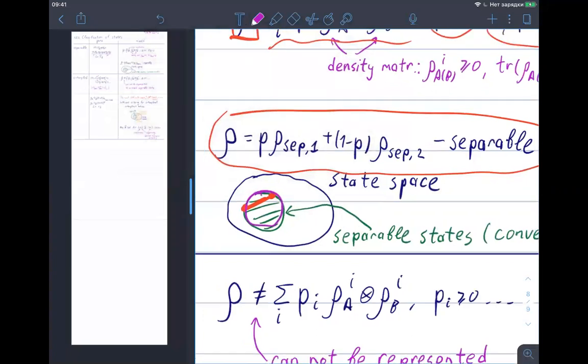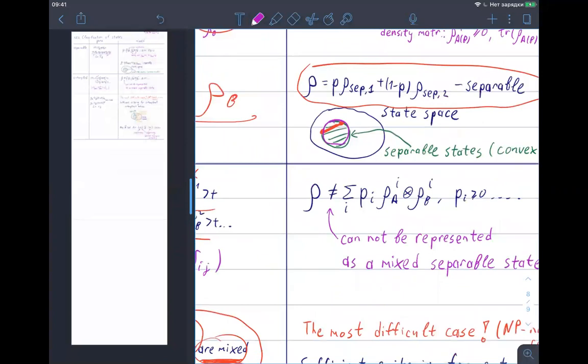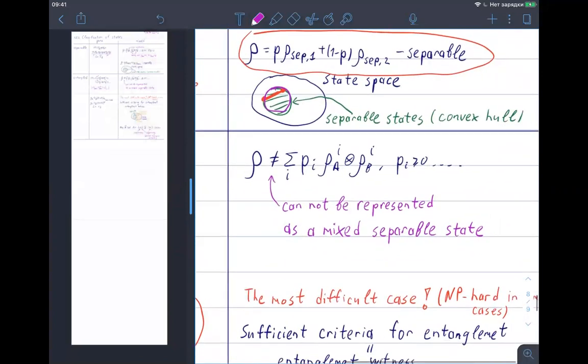Well, and the final story is about what is called mixed entangled states, and it's the most non-trivial one. It's when I have some density matrix rho, but I cannot find such rho A and rho B, which should be states non-negative with trace 1, and cannot find these p_i in such a way that they will give me my density matrix rho. It's the most complicated case, because it's hard to prove that it cannot be done.